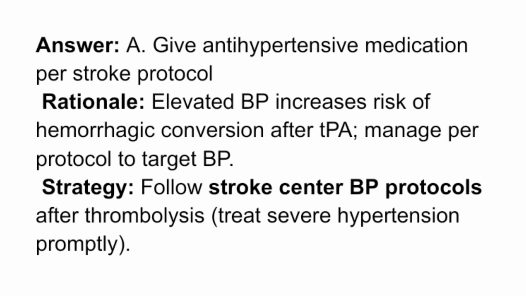Answer: A. Give antihypertensive medication per stroke protocol. Rationale: elevated BP increases risk of hemorrhagic conversion after TPA, manage per protocol to target BP. Strategy: follow stroke center BP protocols after thrombolysis, treat severe hypertension promptly.